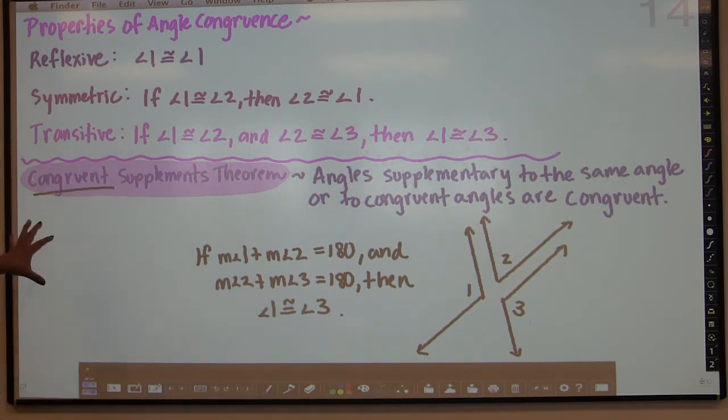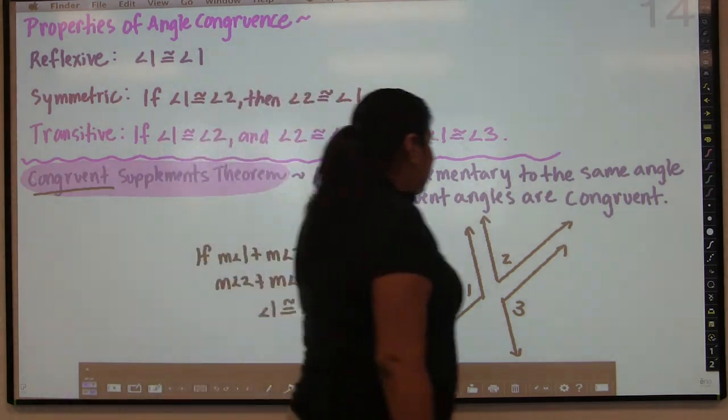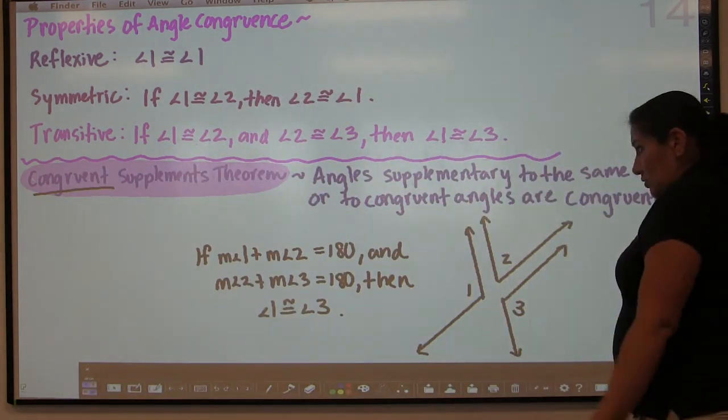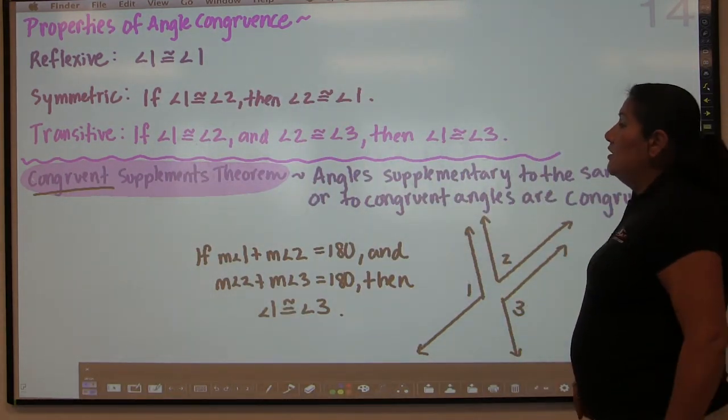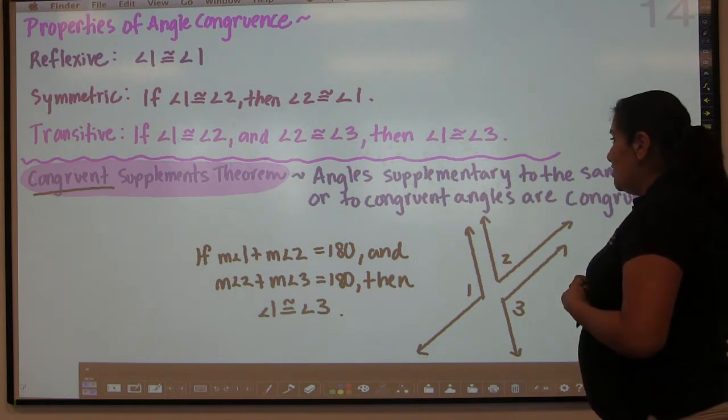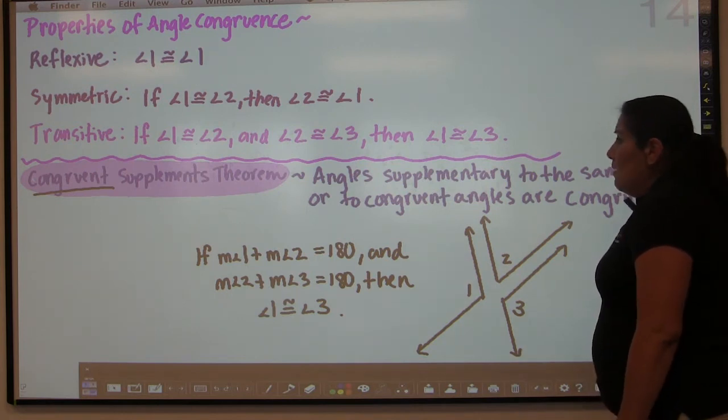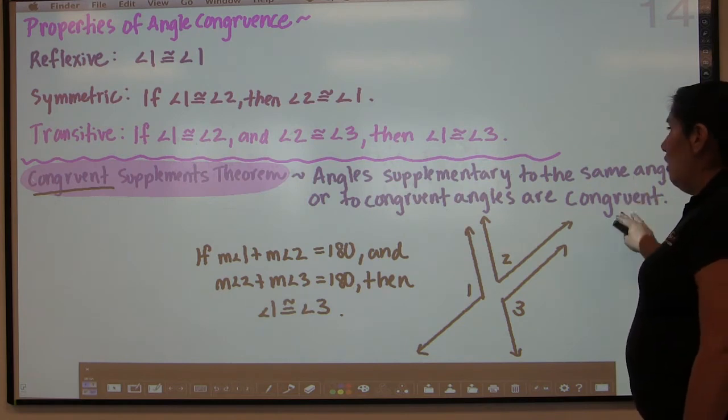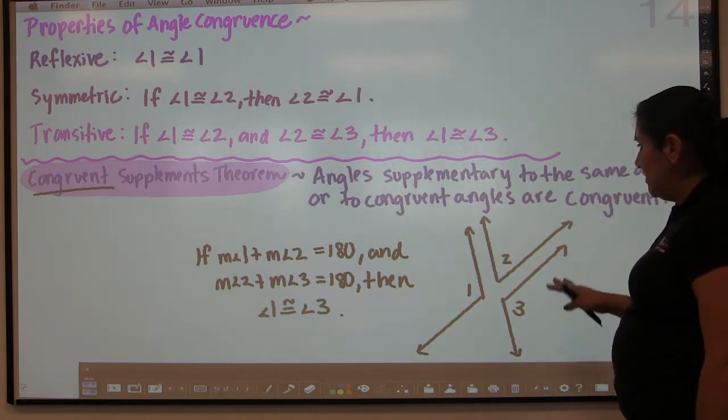So this theorem is a little bit different, so I want to make sure that we go over it. It says that if two angles, basically angles plural, are supplementary to the same angle or to congruent angles, then they are congruent. Okay, so what we have here is some examples.